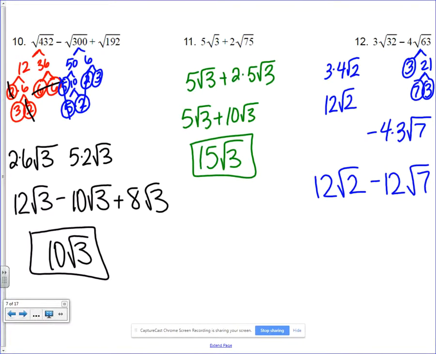Now, why did I put this problem in here? I tried to trick you. The 12s match, but it doesn't matter if the 12s match, right? The radicals have to match. So we're good there. Questions? All right.